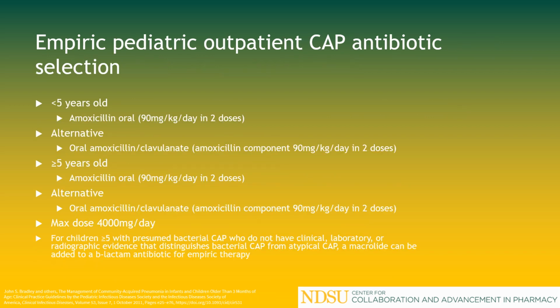The choices for empiric pediatric outpatient CAP antibiotic therapy for children less than 5 years old are amoxicillin or alternatively amoxicillin clavulanate. And for children greater than or equal to 5 years old, the choices are amoxicillin or alternatively amoxicillin clavulanate with a max dose of 4,000 milligrams per day. But for children greater than 5 with presumed bacterial CAP who do not have clinical, laboratory, or radiographic evidence that distinguishes bacterial CAP from atypical CAP, a macrolide can be added to beta-lactam therapy for empiric therapy.